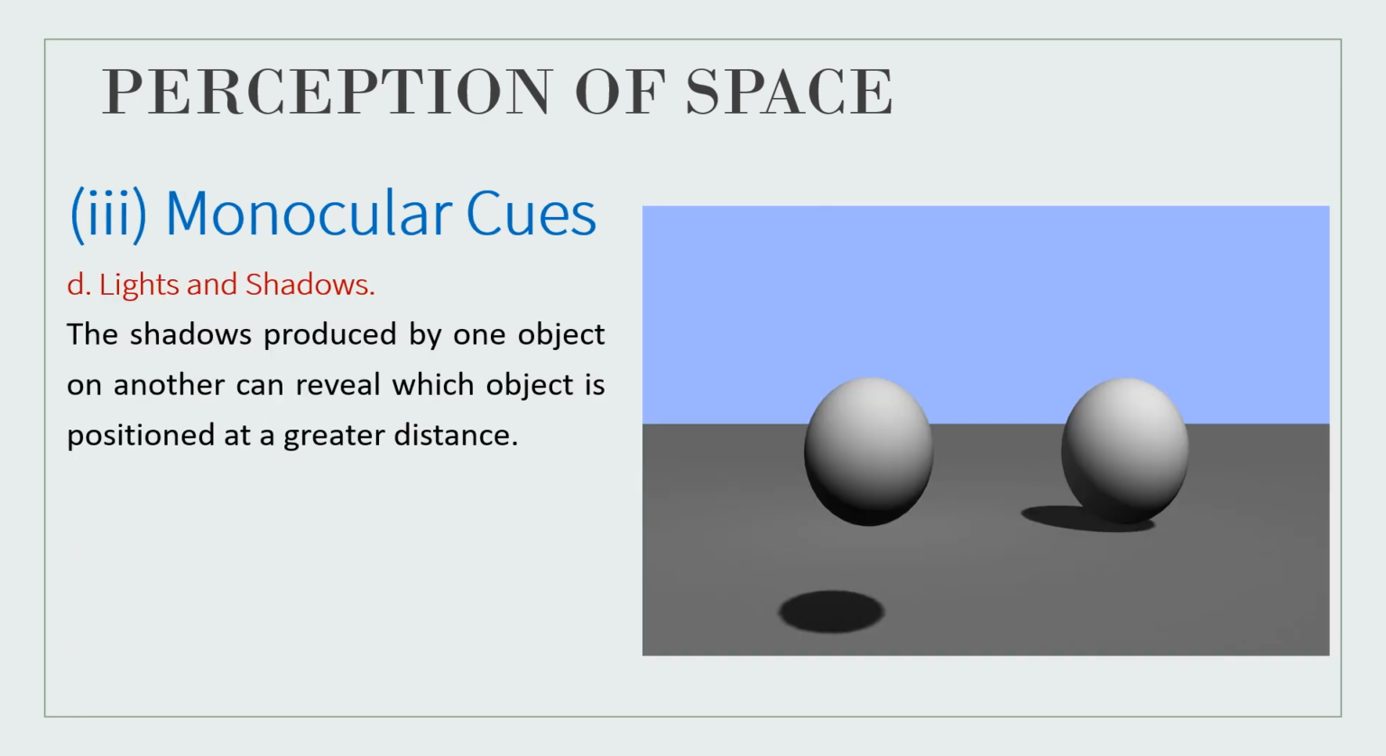Light and shadows. The shadows produced by one object on another can reveal which object is positioned at a greater distance. You can see that the ball on the left side seems to be positioned at a greater distance from the surface. So this is the light and shadow effect.